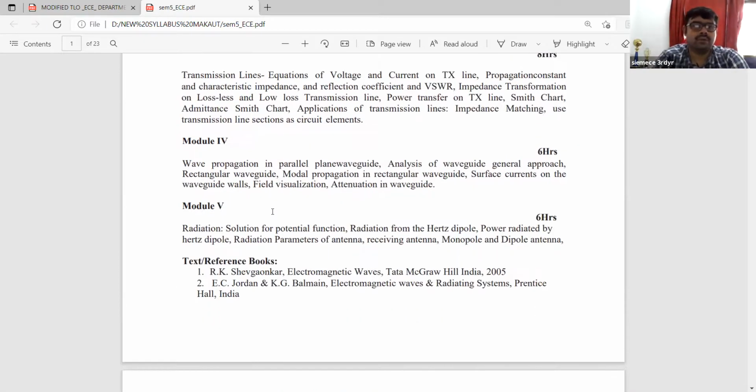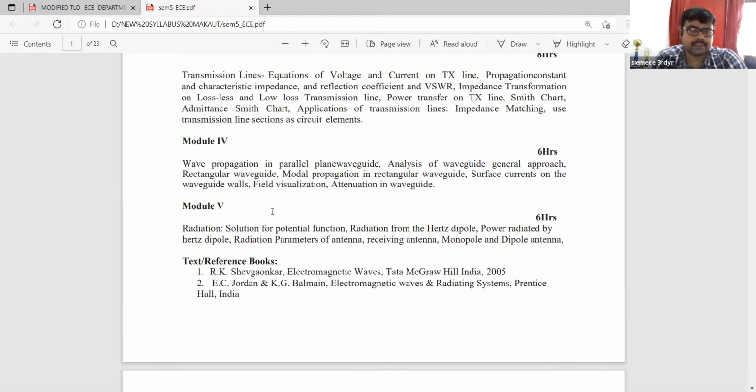Module 4 is the wave propagation in parallel plane waveguide, analysis of waveguide general approach, rectangular waveguide, modal propagation in rectangular waveguide, surface currents on the waveguide walls, field visualization, attenuation in waveguide. So many different topics we are finding out. So that is the section that will come under module 4. And the last module, that is module 5.